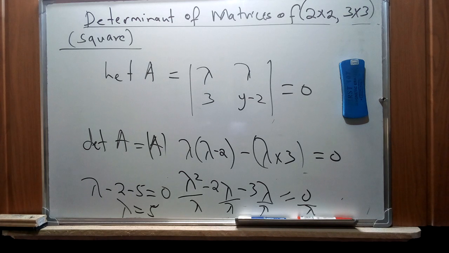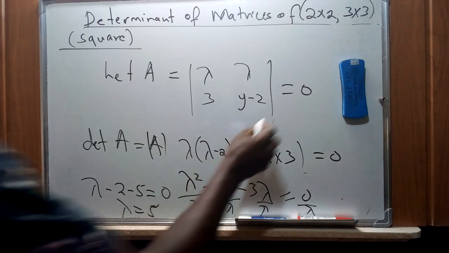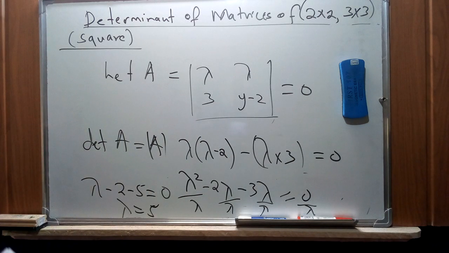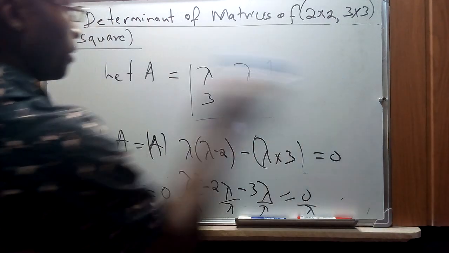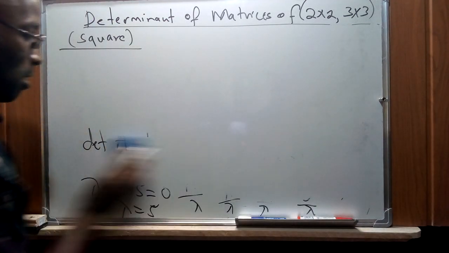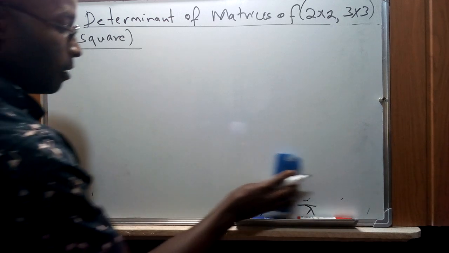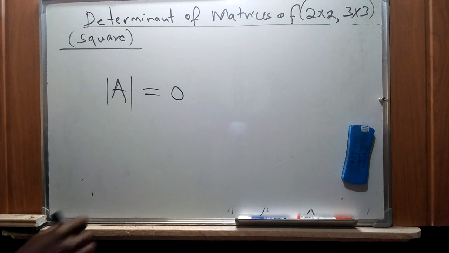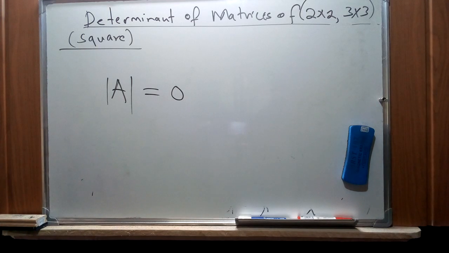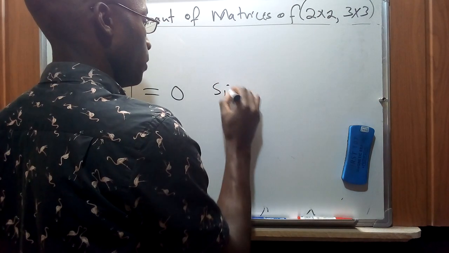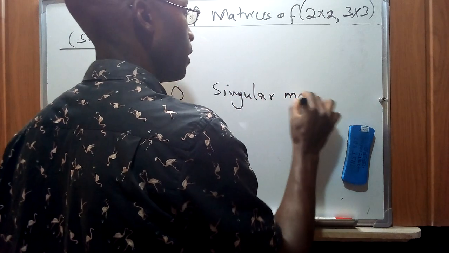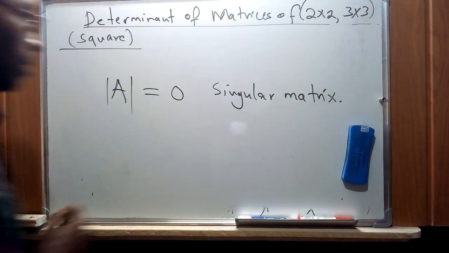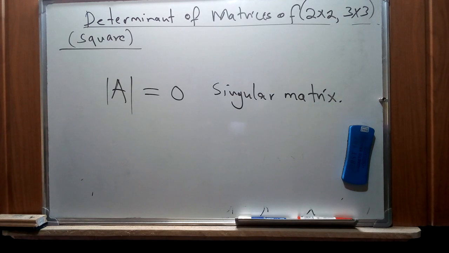So this is a special kind of matrix. A matrix whose determinant is 0 is a singular matrix, just like the one that we have solved above. It's what we call a singular matrix. So we can give an illustration for that: if we find that the determinant of a particular matrix A is equal to 0, then we call this a singular matrix.